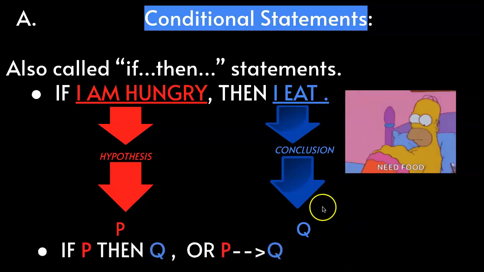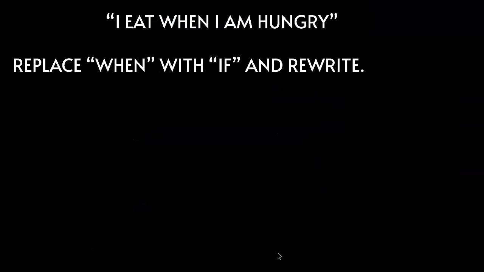Now the one after the comma here, that's even a shorter version. P arrow Q means it goes forward, if P then Q. So if-then statements have a hypothesis and a conclusion. Symbolically, those are called P and Q. So let's move on to our next part.